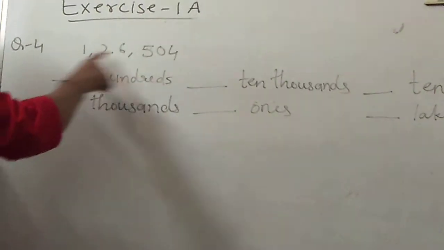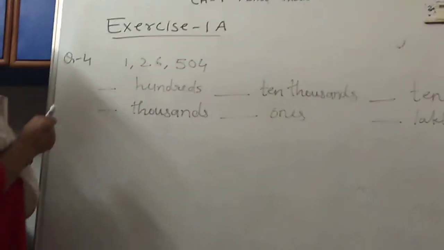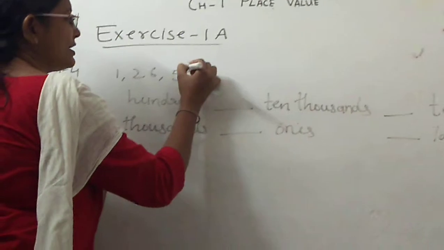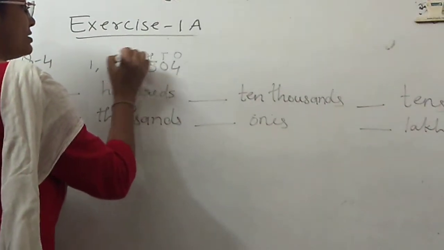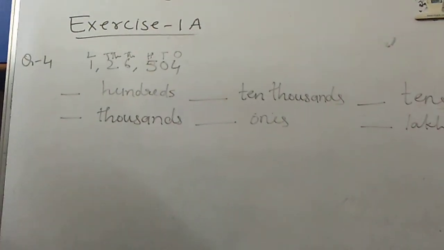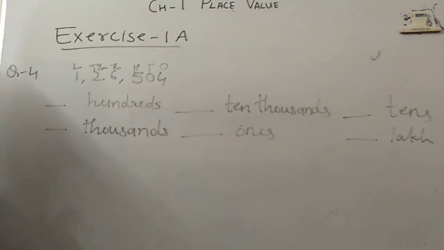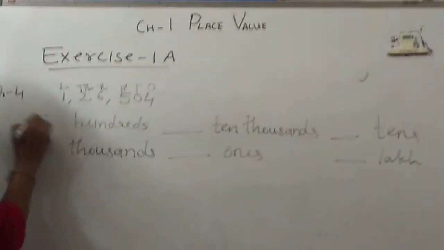place. Now you should know which number is at which place. If you don't know, you can do one thing. You can write here ones, tens, 100, 1,000, 10,000 and lakh. Right? And now what you can do is, what is at 100 place, that you have to see. Okay, 100 place that is 5.